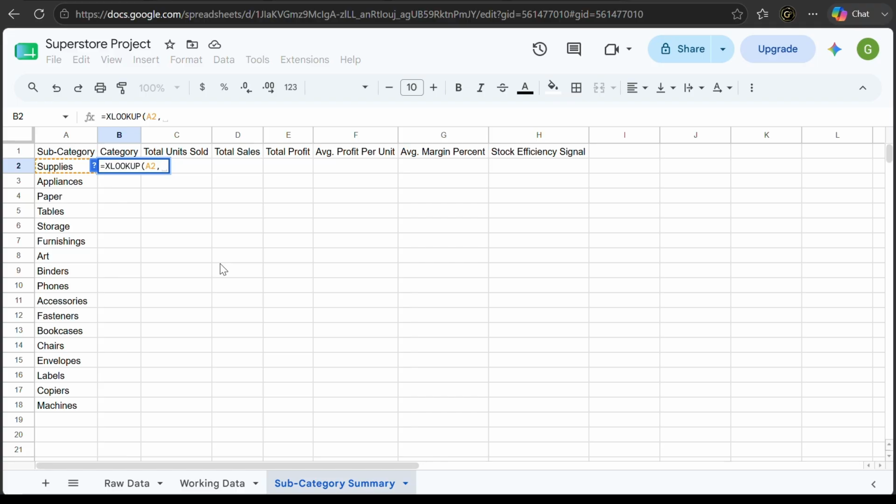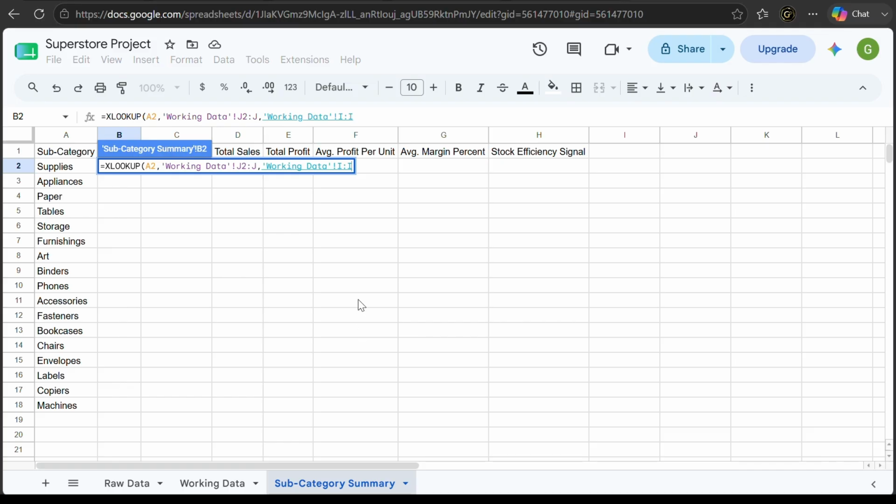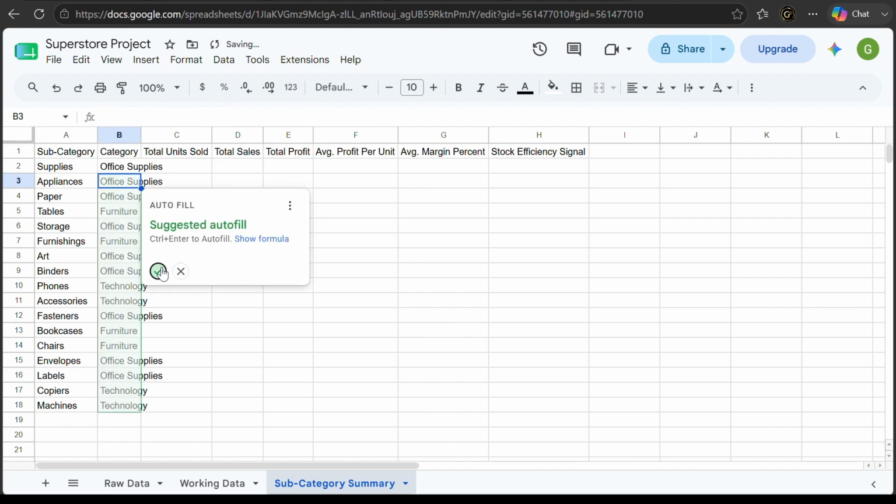Then, what is the range of our subcategory in our working data? That's working data, J2, everything in column J. And then where's our category column? Category is column I. Column I is our category column. So I'm going to come back here and close my brackets, but first I would like to put I2. And then I'll press enter to fill everything.